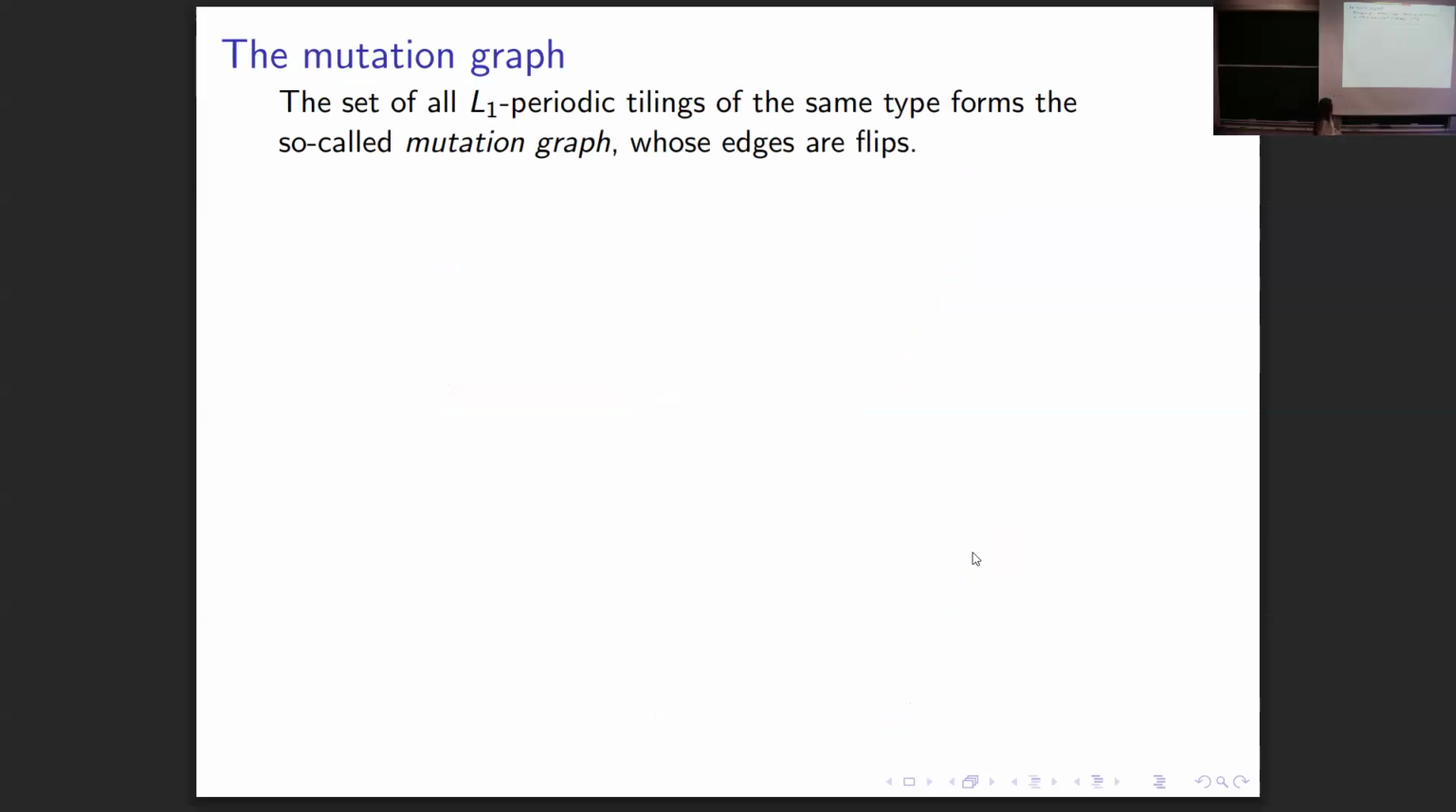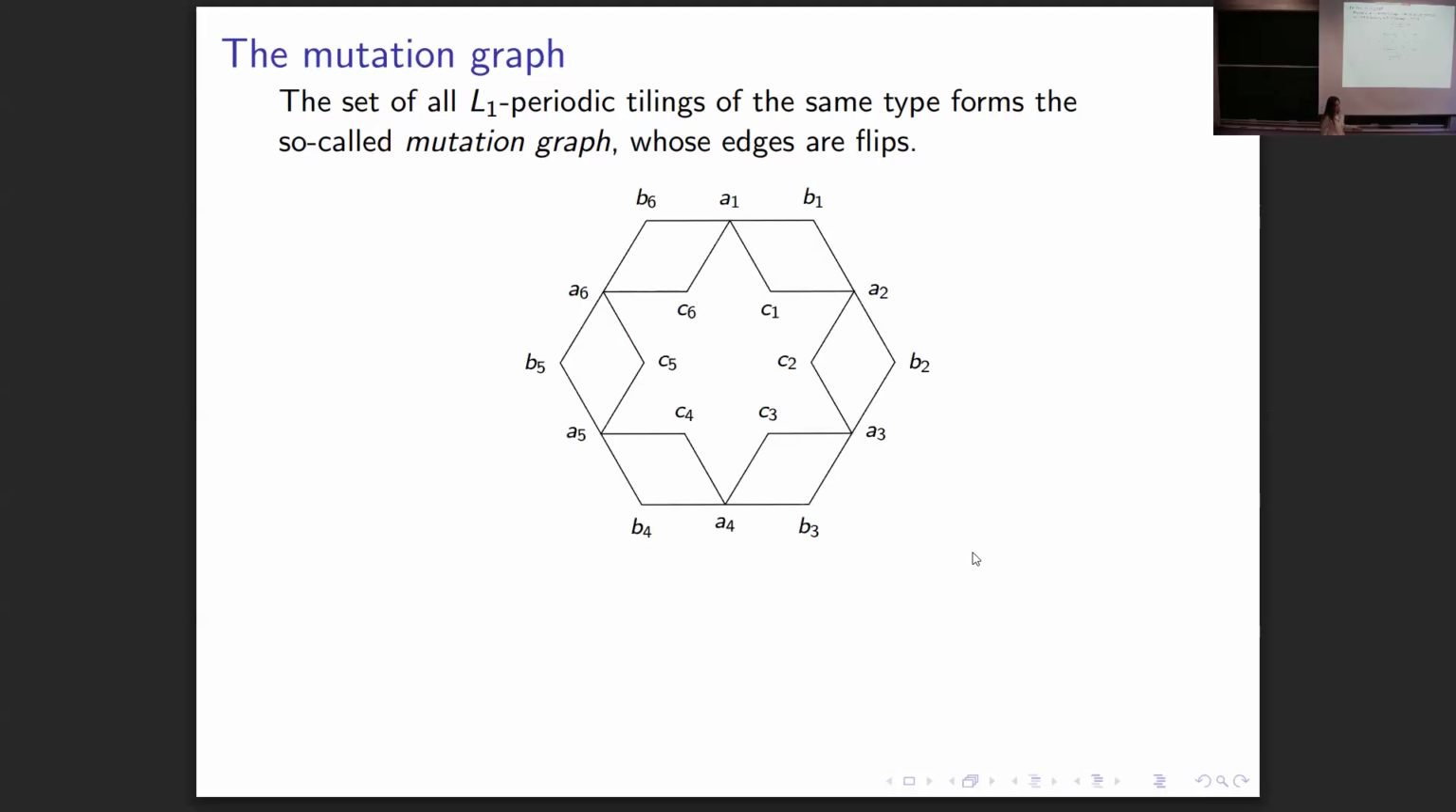All the tilings of the same type, they form a so-called mutation graph whose edges are flips. So for example, this is the mutation graph for this type 2 to 8. And how much time do you have? Oh, I have a lot of time. So since we have time, maybe we can look at this graph a little bit.